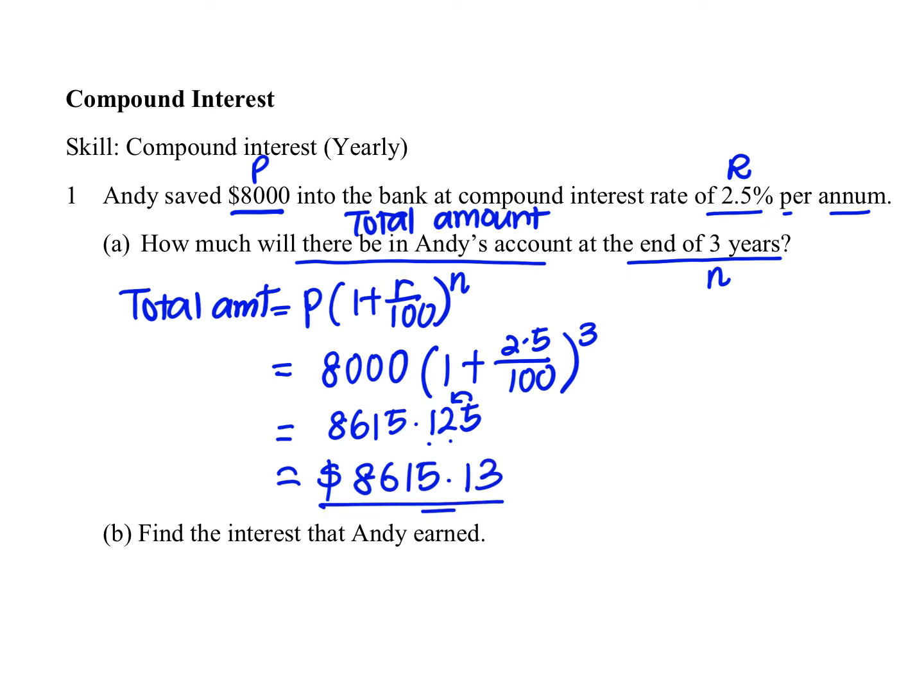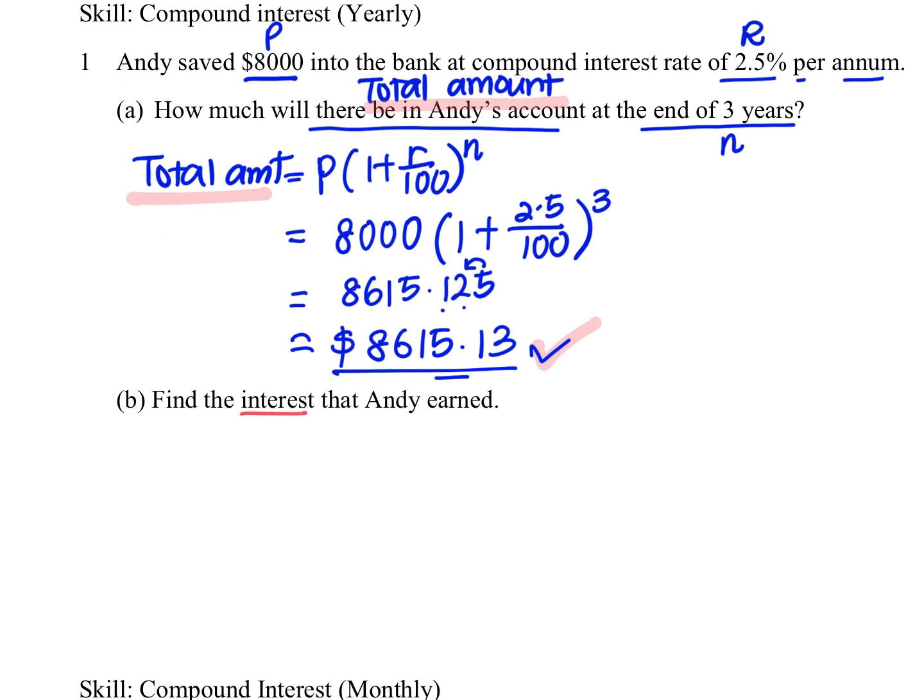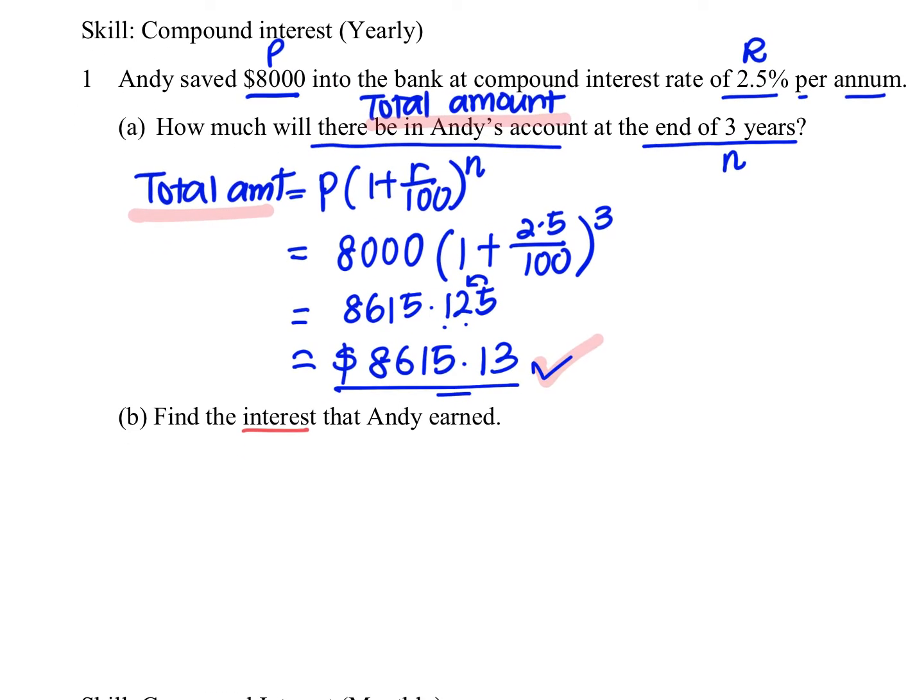The question is asking for how much will there be, which is actually the total amount. And this is the total amount, therefore this is the correct answer. Next part, if the question were to say find the interest, so from the total amount, how do we get the interest? So this is the total amount over here that we have found. So we shall use this answer. And we begin with $8,000. We got $8,615.13 at the end of it.